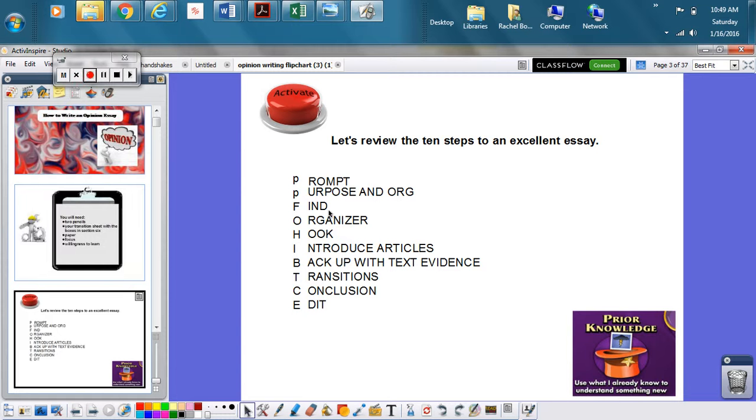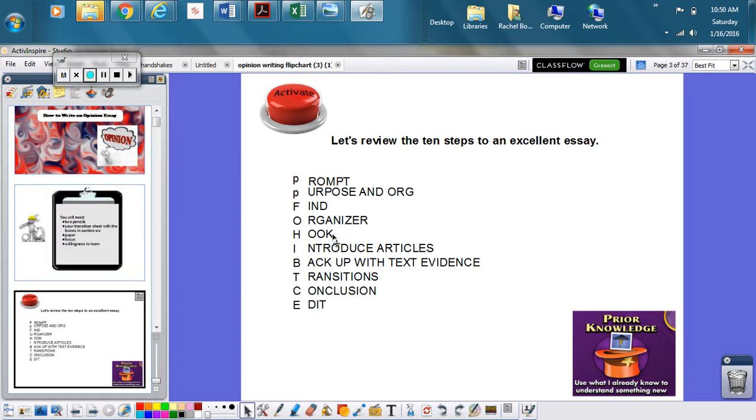Next, once I know my purpose and organization, I read the articles with certain things that I'm looking for in mind. If it's cause and effect, I might be underlining the causes and starring the effects. If it's compare and contrast, I might be underlining things that are similar and starring things that are different. And as we go through this, you will see what we're doing with the text evidence if we're looking to give our opinion. Finally, after we found our text evidence and read the articles, we start creating our organizer. And once that is complete, we begin writing our essay.